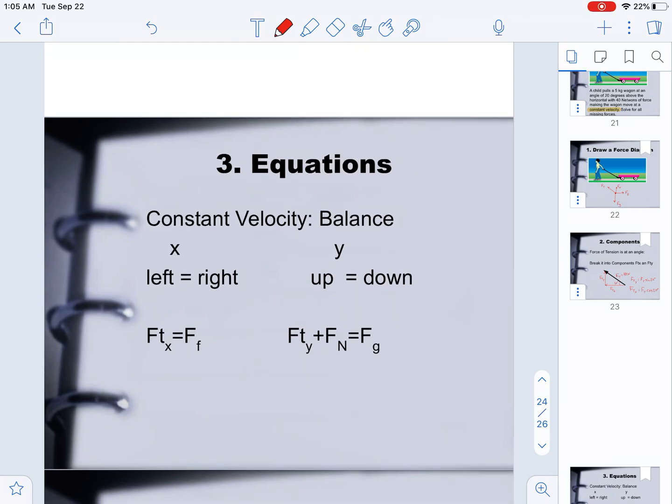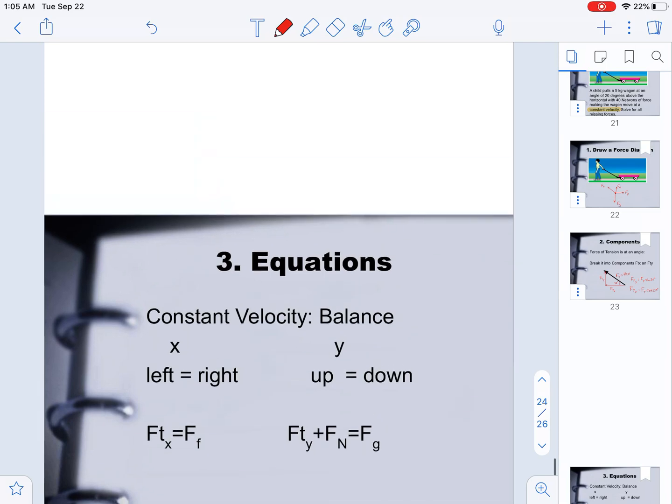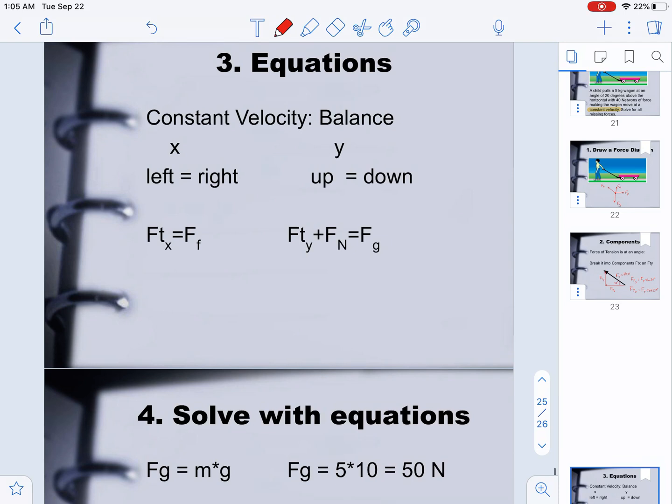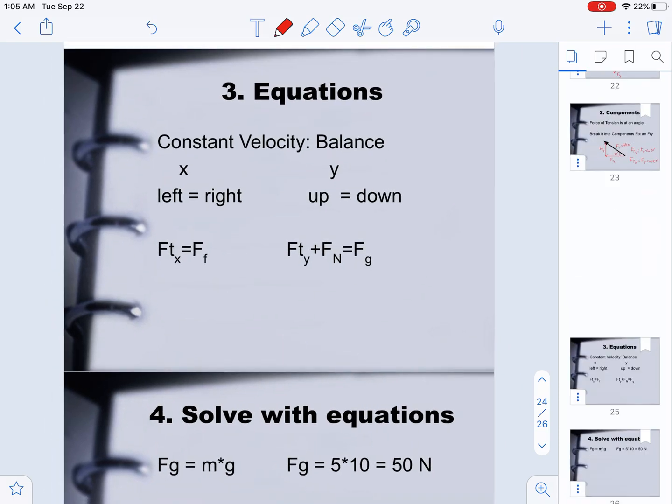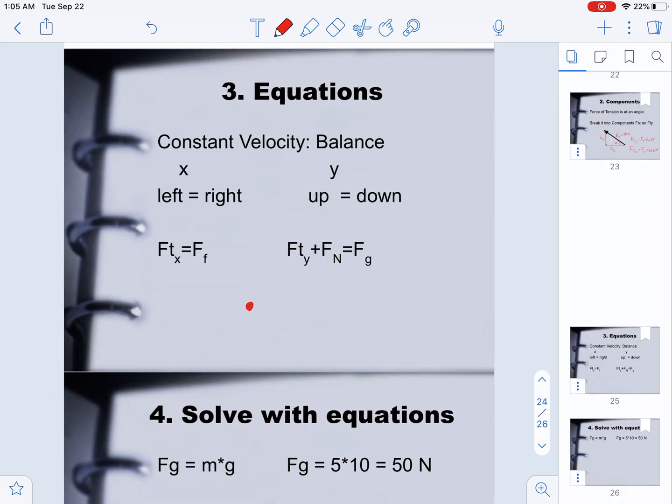Now, if you remember, we said we're going to set up our equations. The fact that we're balanced tells us that left is equal to right and up is equal to down. All of my forces to the left are going to equal all of my forces to the right. Let's redraw my force diagram, this time with the components in it. Fg, I've got my normal force, I've got my tension force, and I've got my force of friction.